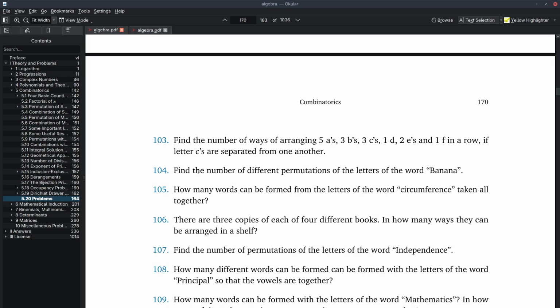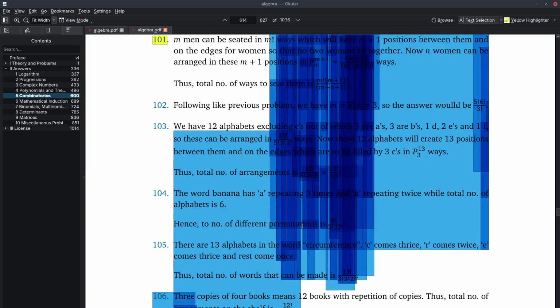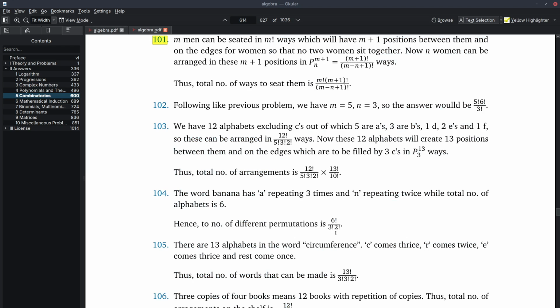Question 104 says to find the number of different permutations of the letters of the word banana. A repeats 3 times, N repeats twice. So the total number of letters is 6. Therefore, the number of permutations is 6 factorial by 3 factorial multiplied by 2 factorial.